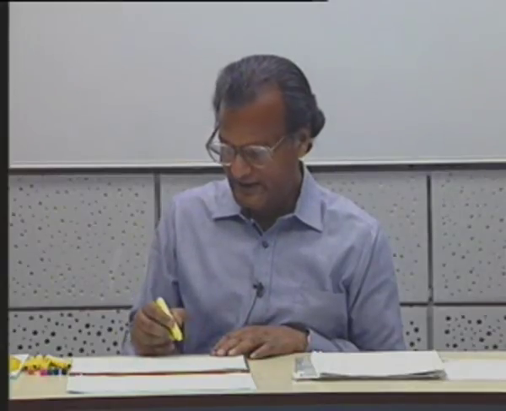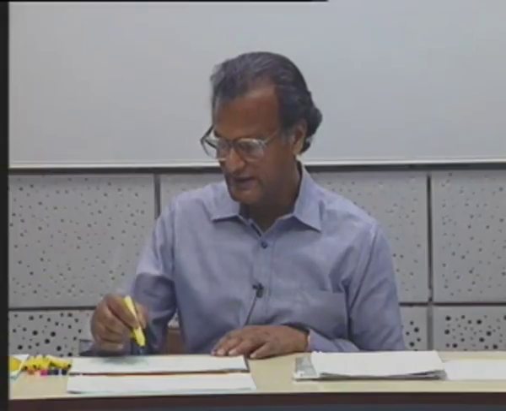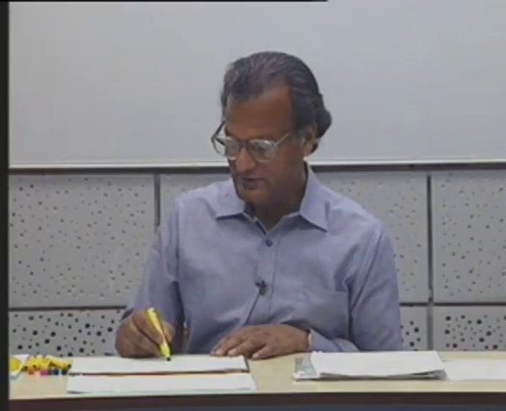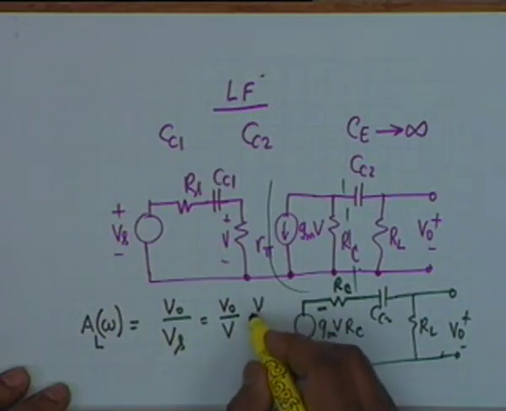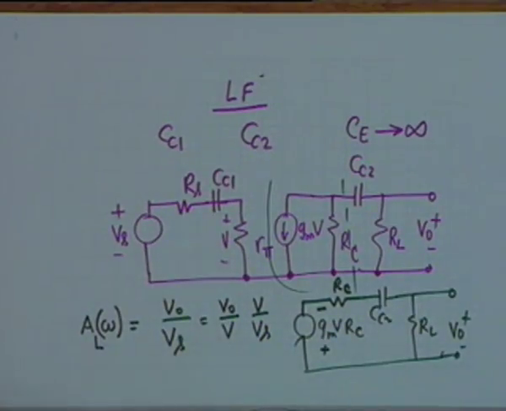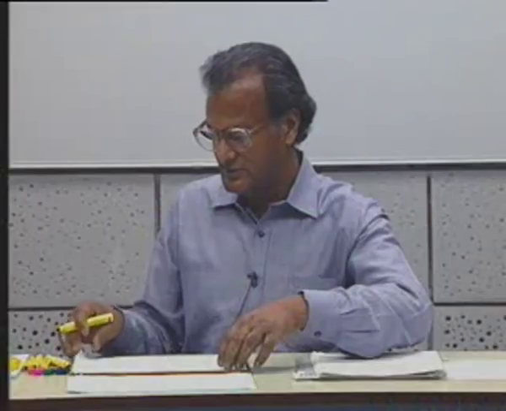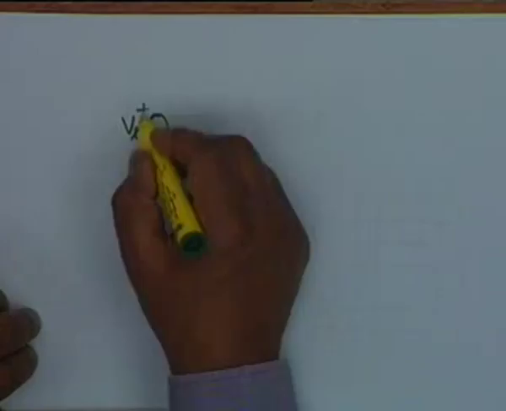So A L omega now is V0 by Vs, and this is the circuit that has to be analyzed now. Input part is this, output part is this, and the analysis can be done by inspection, just by looking at the circuit. Because V0 by Vs can be written as V0 by V multiplied by V by Vs. Now, let us look at this circuit once again and calculate these two quantities separately.